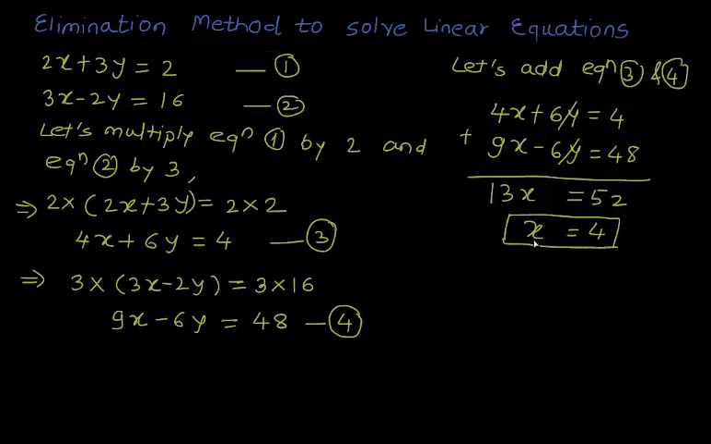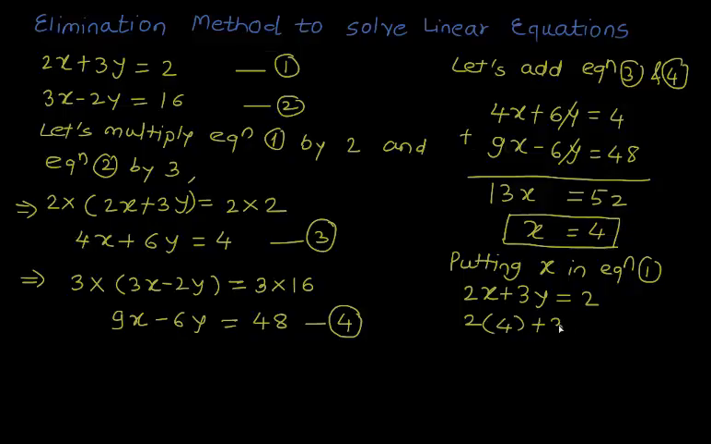Now let's put back the value of x in either equation 1 or 2. Either way it will work. So we'll put x in equation 1. So what will we get? Let's write down equation 1 first. 2x plus 3y is equal to 2. That means 2 into, what is the value of x? We calculated the value of x as 4, plus 3y is equal to 2.